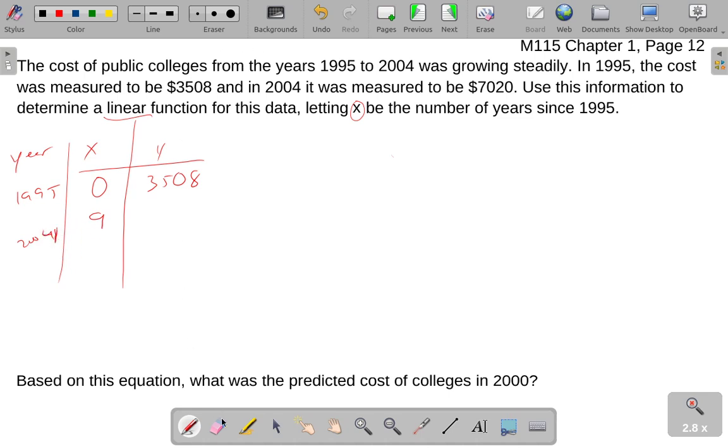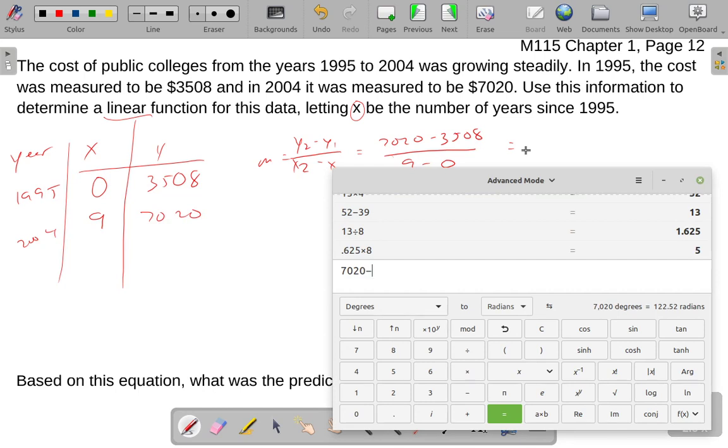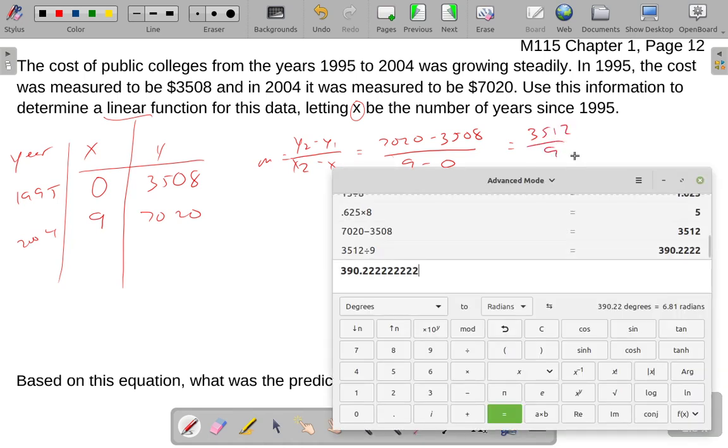All right, so in 2004, x is 9 and y is 7,020. At this point, it's just an exercise in doing y2 minus y1 over x2 minus x1, because we need to find the slope of this line, which is going to be 7,020 minus 3,508 over 9 minus 0. Pull out my calculator. Gives us 3,512 over 9. When I divide that by 9, I get 390.2 repeating.